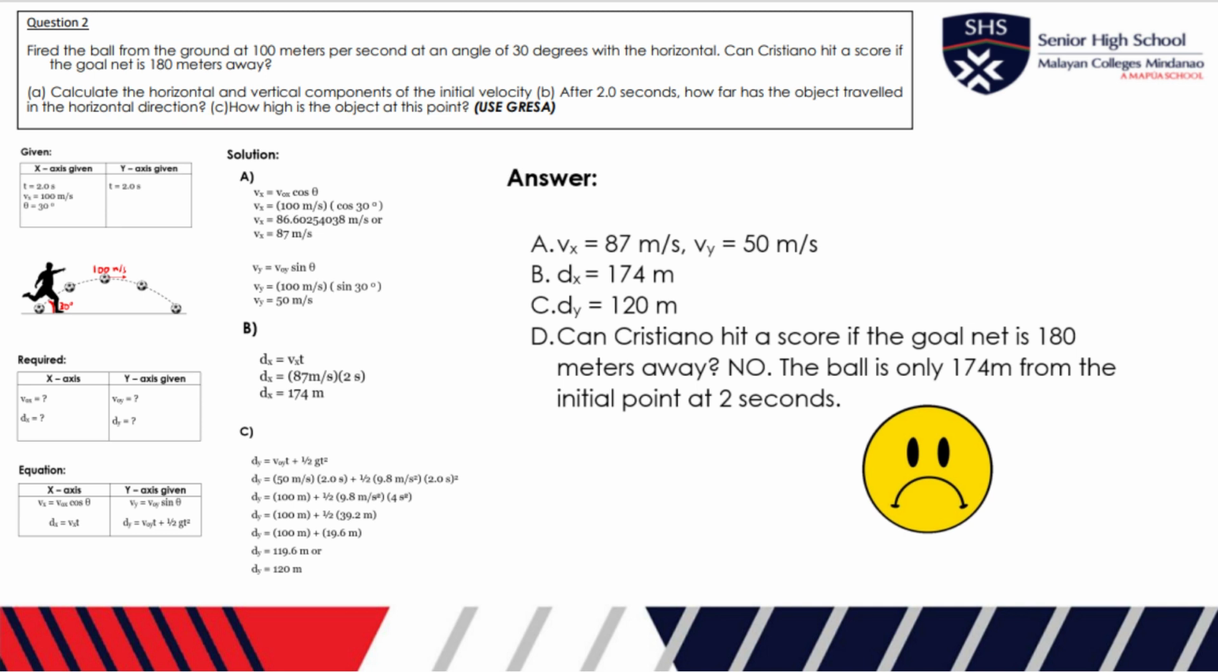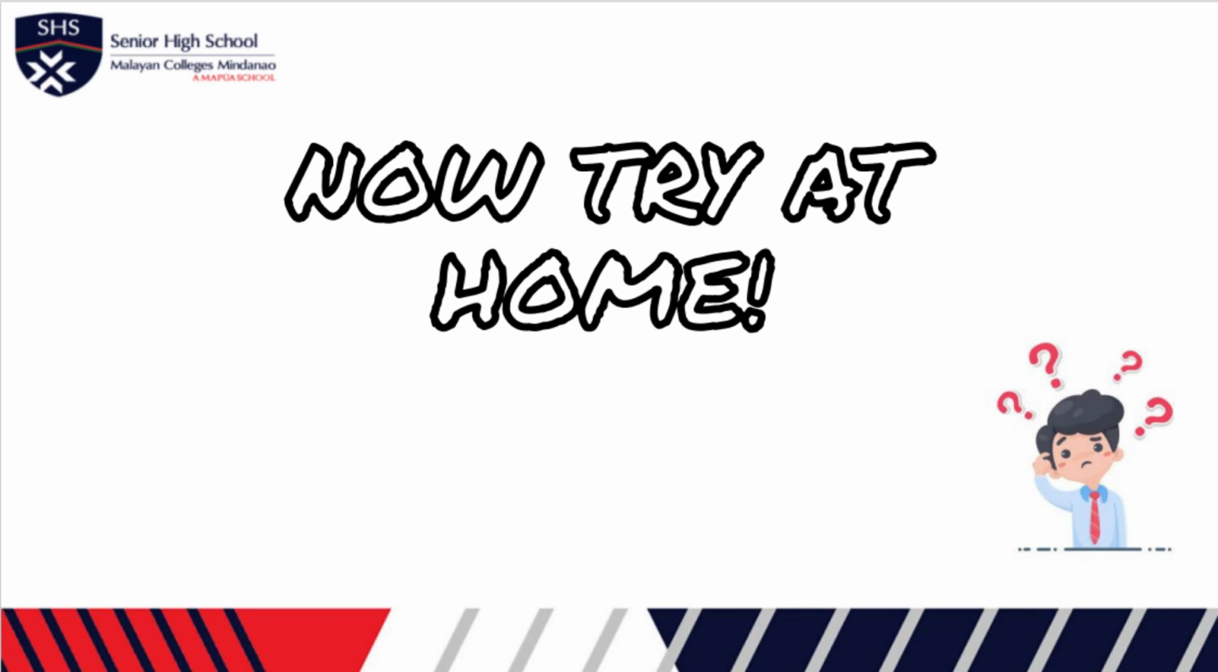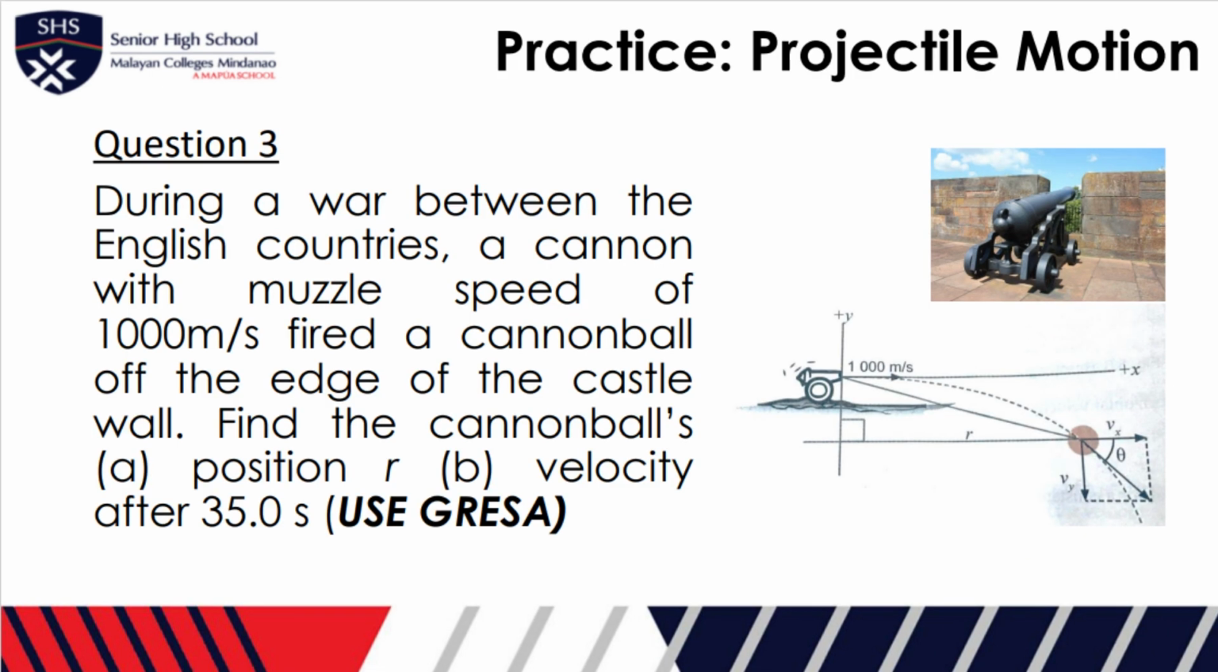Now, this time, I just want you to try something at home. I'd like you to try this question. During a war between the English countries, a cannon with a muzzle speed of 1,000 meter per second fired a cannonball off the edge of the castle's wall. Find the cannonball's position R as shown on the free body diagram and the velocity after 35.0 seconds. Kindly use GRESA. You will be solving this one in your respective synchronous classes.